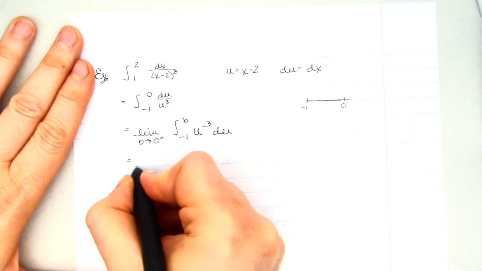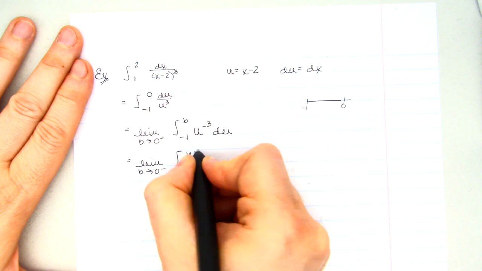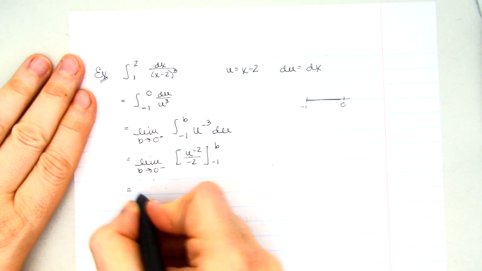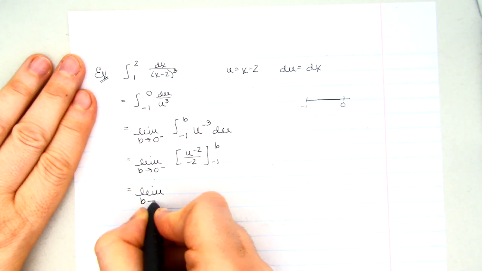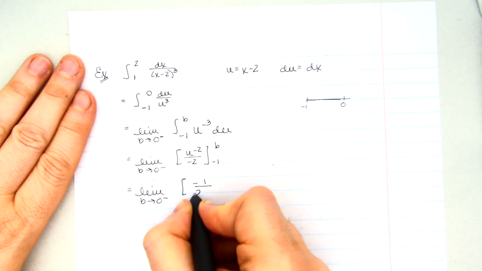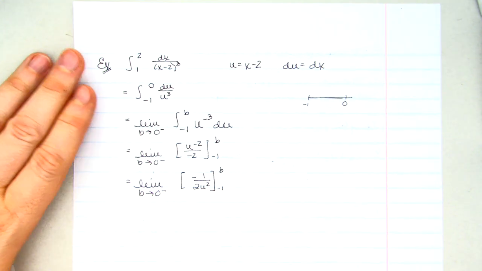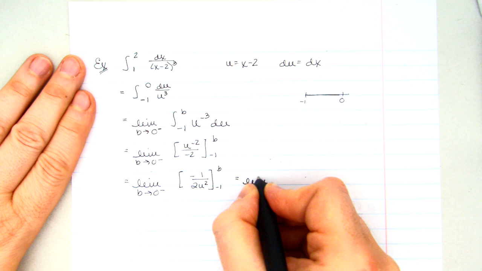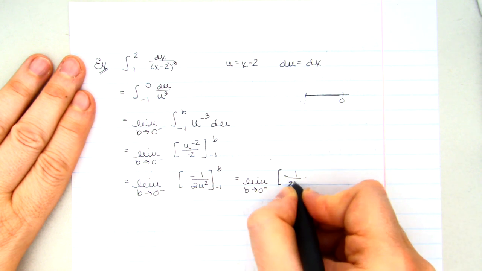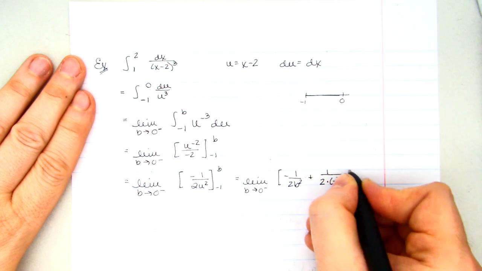We'll go integrate. Limit as b approaches 0 from the left of u to the negative 2 over negative 2 from negative 1 to b. I'll clean that up a little bit and say the limit as b approaches 0 from the left of negative 1 over 2u squared from negative 1 to b. And that's going to equal the limit as b approaches 0 from the left of negative 1 over 2b squared plus 1 over 2 times negative 1 squared.